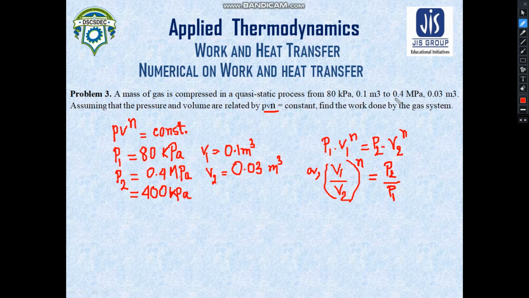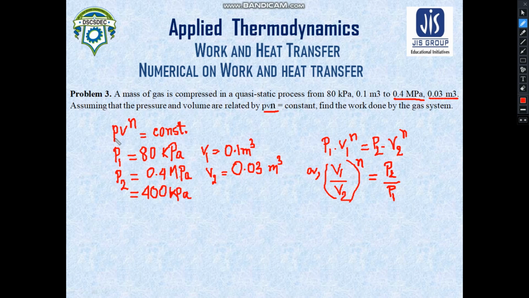The final pressure is 0.4 megapascal and the final volume is 0.03 meter cube. So here I have just converted this megapascal into kilopascal. You know, 1 megapascal is equal to 10 to the power 3 kilopascal.